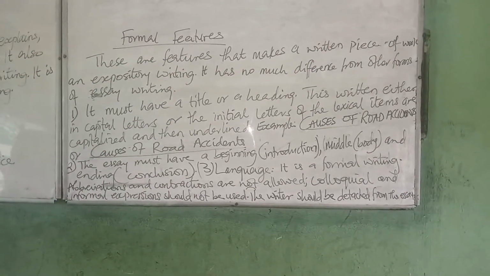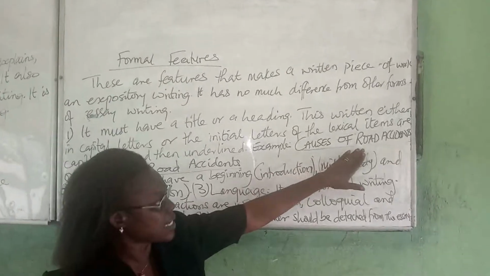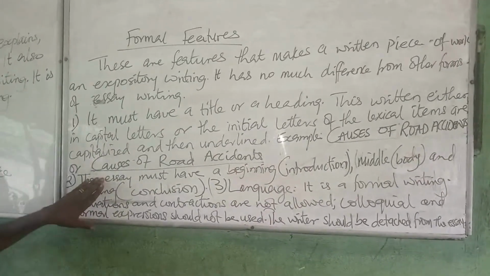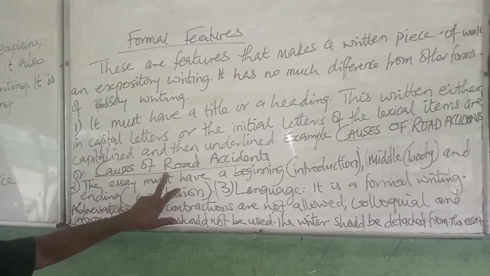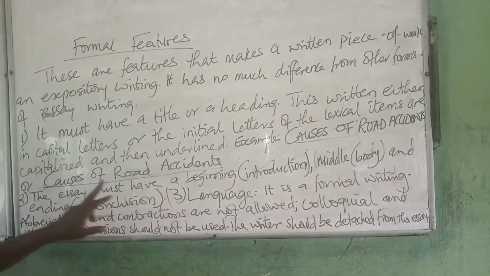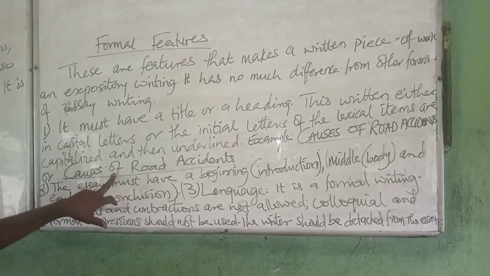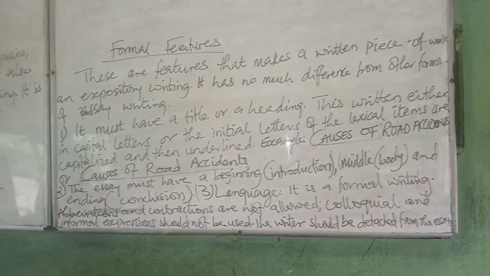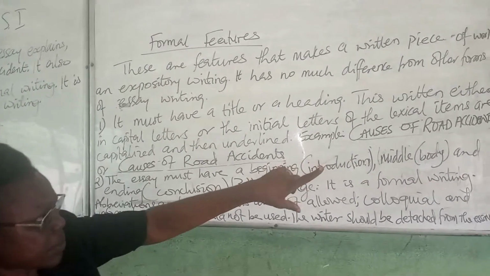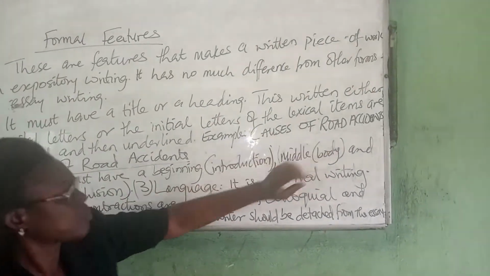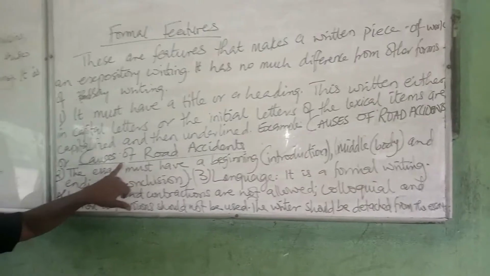So that heading, how do you write it? You can write everything in capital letters as you have here, causes of road accident. Or this way, having the initial letters of the lexical words written in capital letters. Capital C for causes, capital R for road, capital A for accident. Notice that I didn't write of in capital letter. This is a grammatical word, it doesn't need to be capitalized. So having written it this way, you underline. Notice again that I don't have any full stop here. The same thing there. There's no full stop. So when you write in capital letters, do not underline. But if you write it this way, you underline.